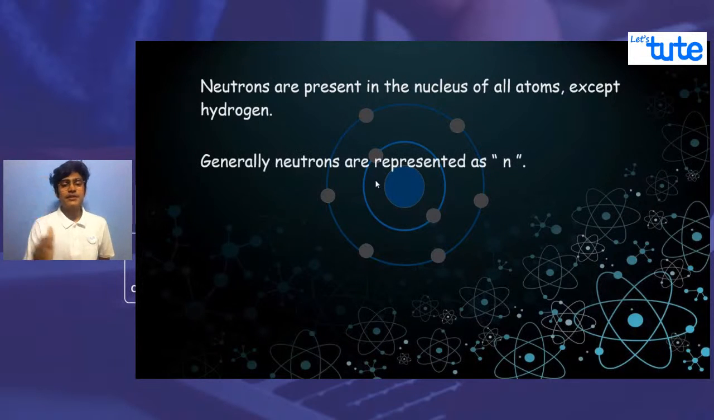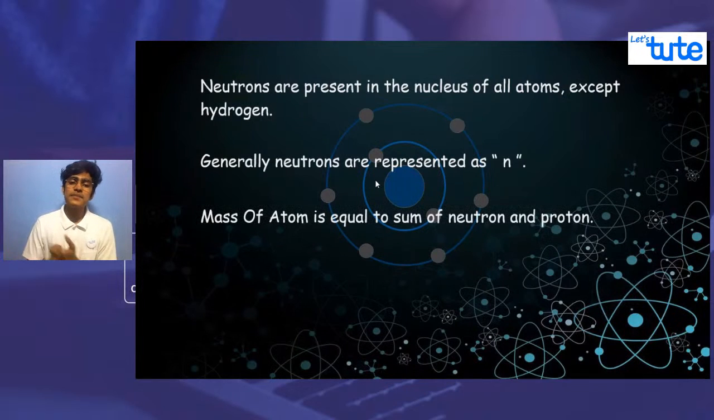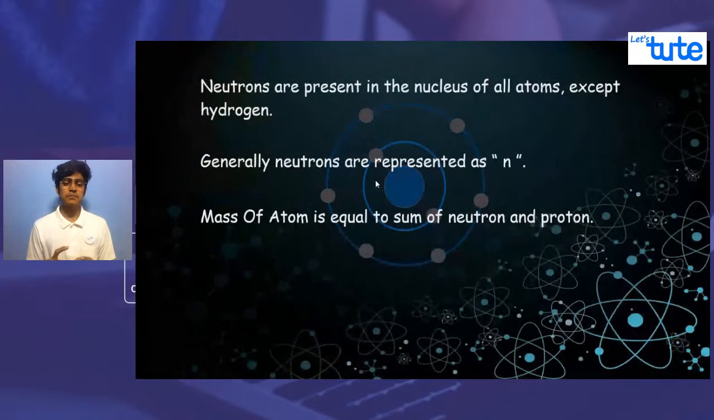So in general, neutrons are represented as small n, and it's neutral. Mass of the atom is equal to the sum of neutrons and protons. Now what does this mean? We have studied what is atomic mass.